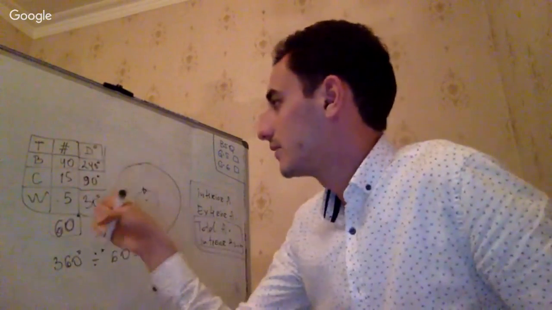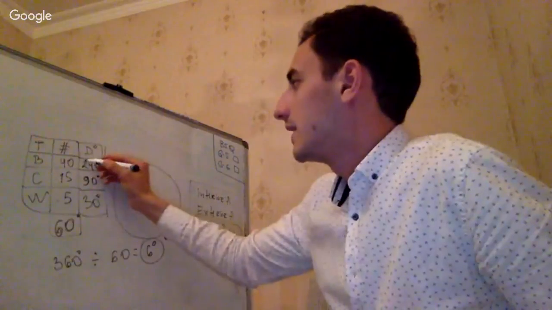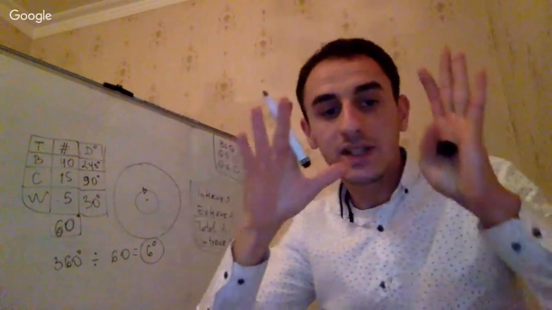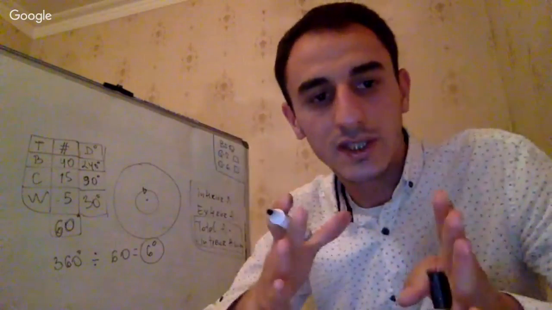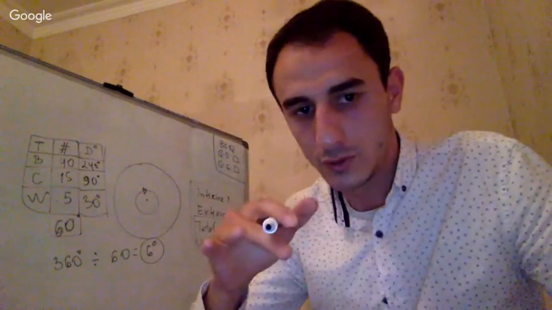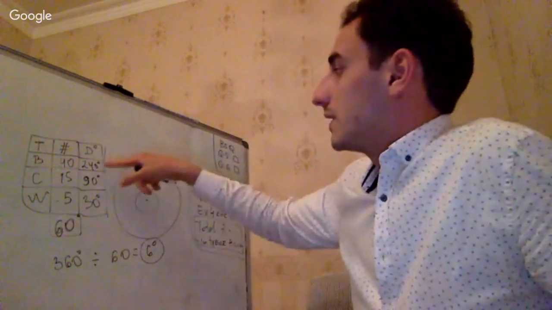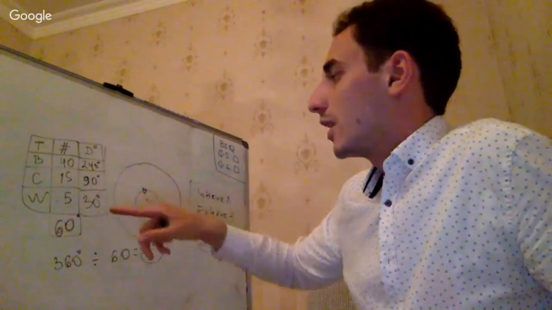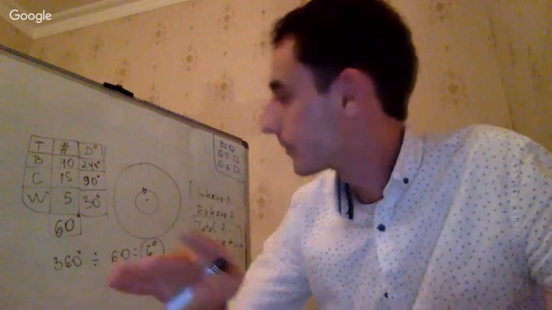So 90 degrees, 30 degrees, and 240 degrees, right? So now I have the degrees for the corresponding number of students going to school by bus, by car, and some of them walk to school. 240 degrees, 90 degrees, and 30 degrees. Now I'm ready to draw my exact pie chart.